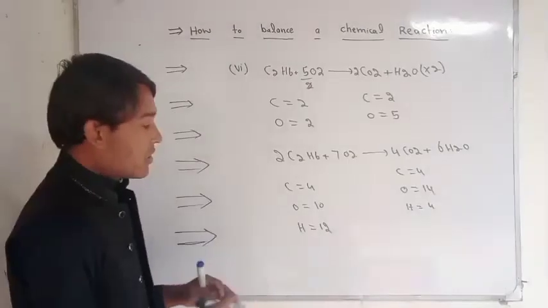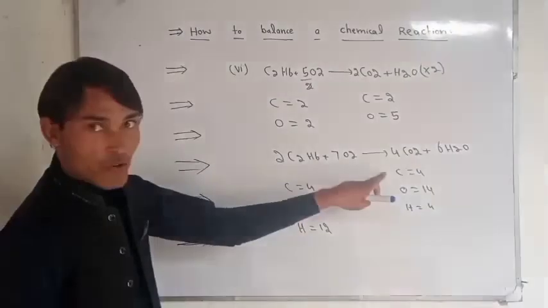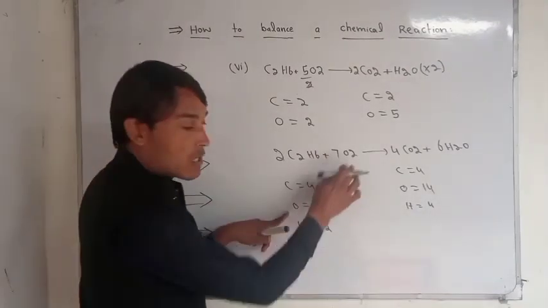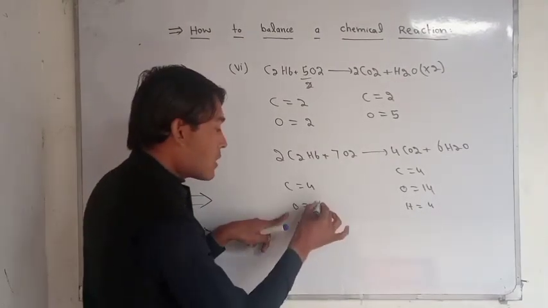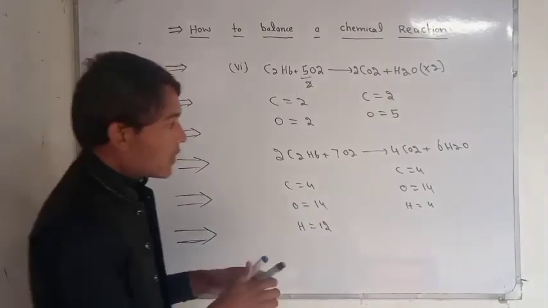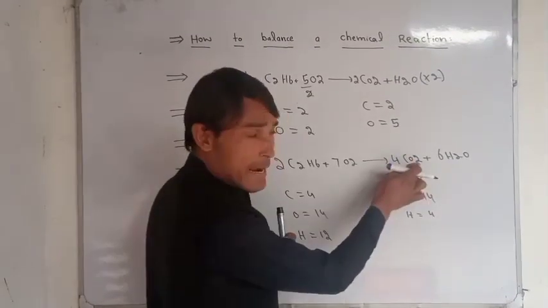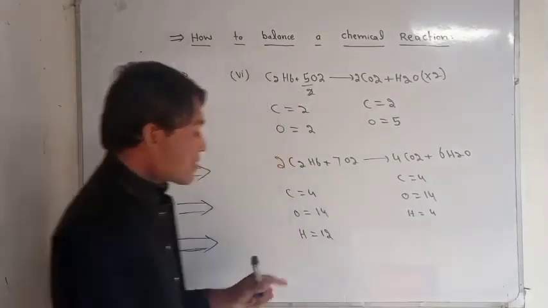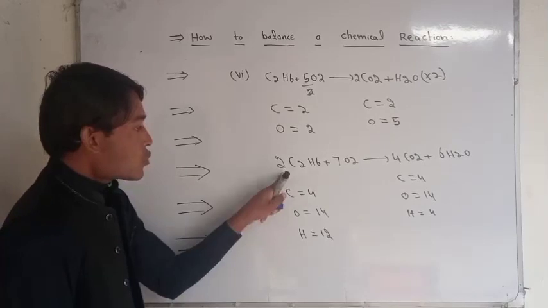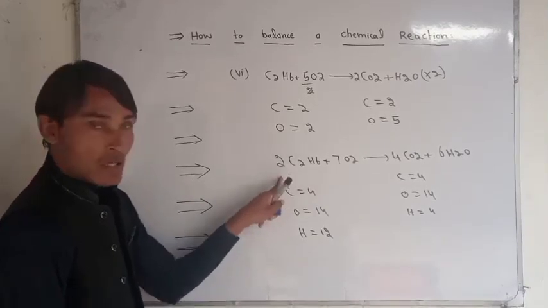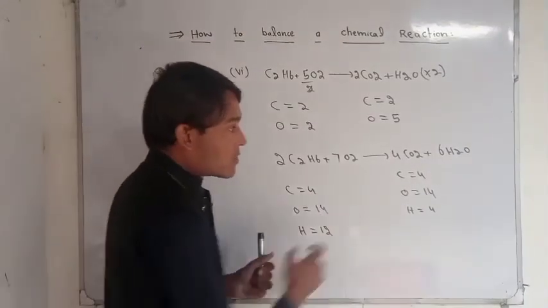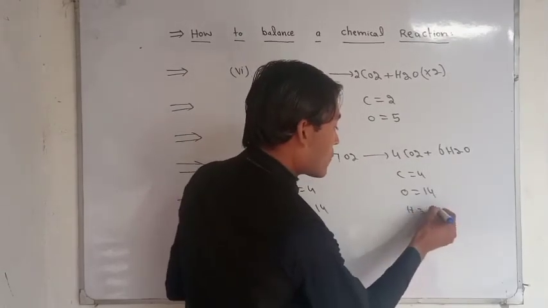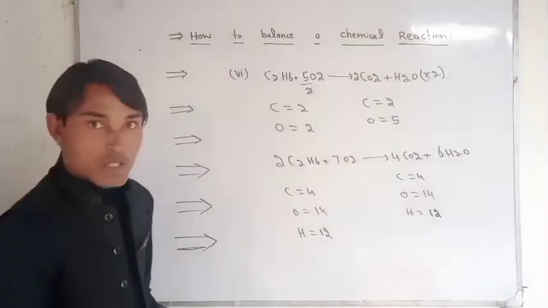Now let's check the reaction again. The number of carbon is 4. Then the number of oxygen is 7 twos, that is 14. And on the right, 4 twos are 8 and 6, so 14. Now let's talk about the number of hydrogen. 6 twos are 12, that is okay. And on the right, 6 twos, so the number of hydrogen is also balanced.